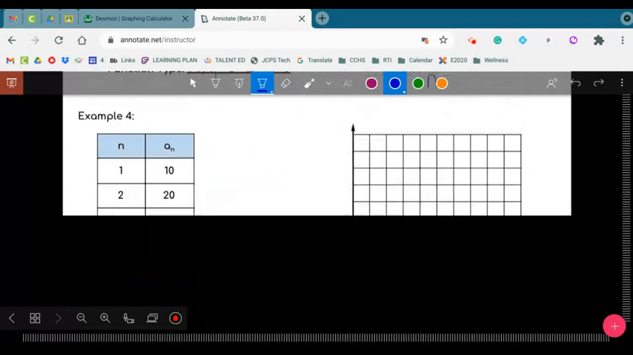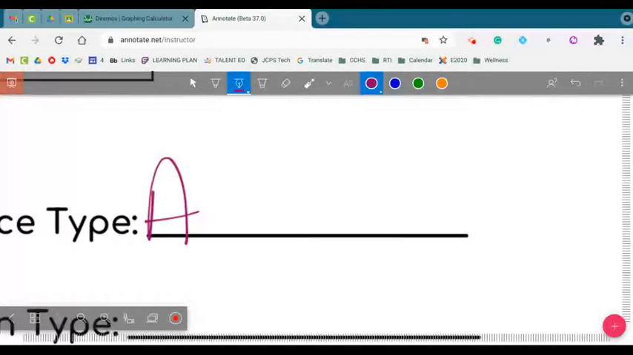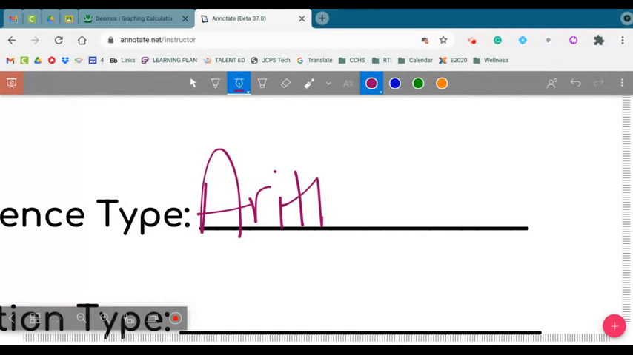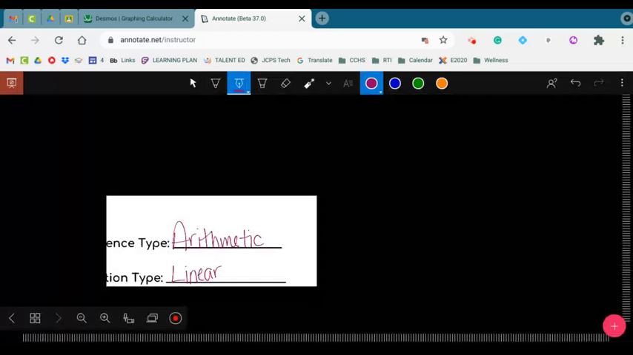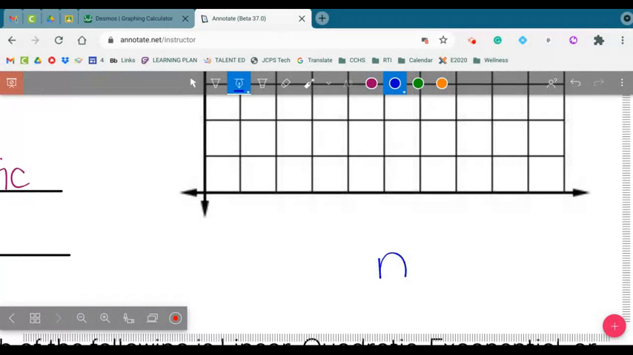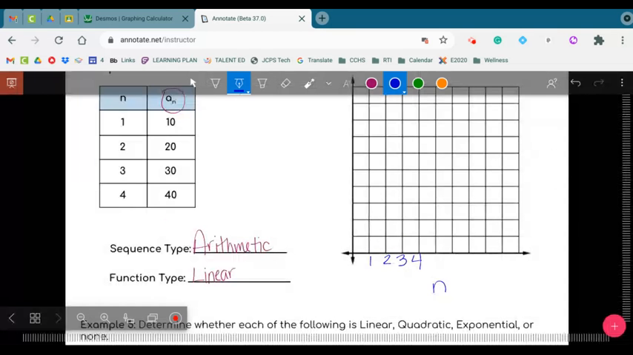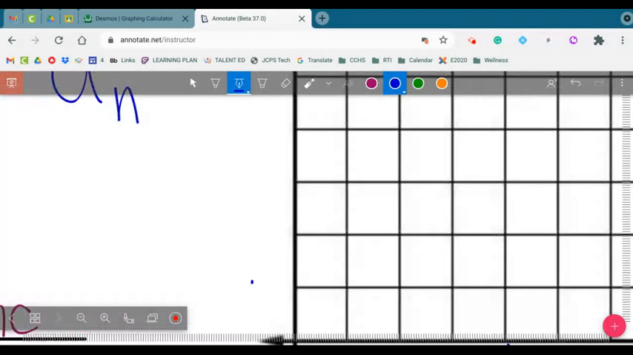Okay, going down to the next one. So we can look at our table. We have A sub n, so this is arithmetic. If it's arithmetic, you remember our function is linear, and we can also look at the graph for this. So our n is going to be 1, 2, 3, 4. And then our A sub n, if we look on this, we go from 10 to 20 to 30 to 40. So we can probably just go up by 10s and be safe.